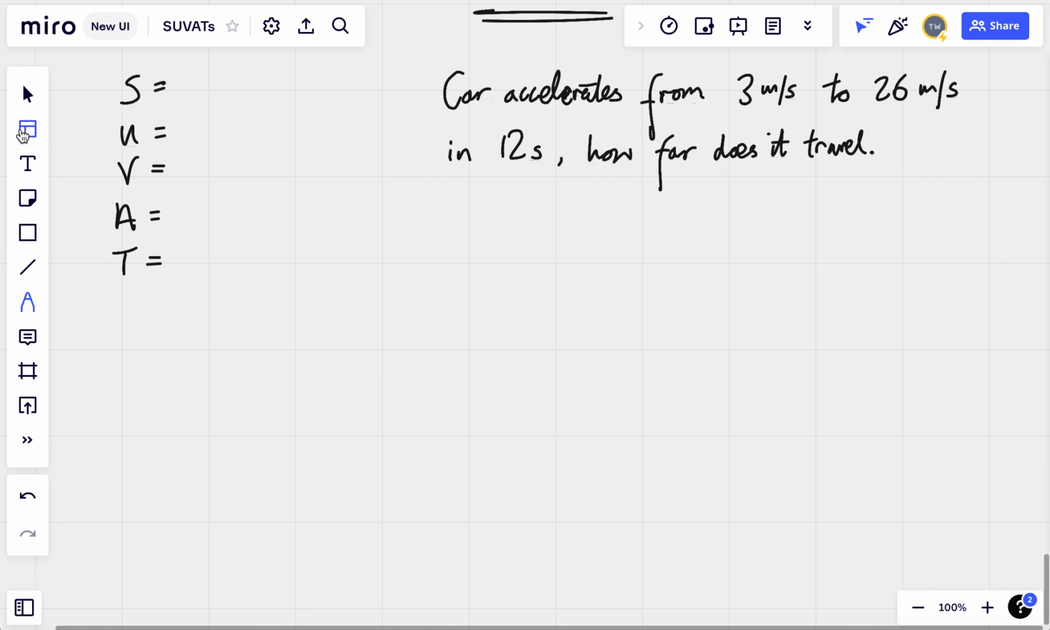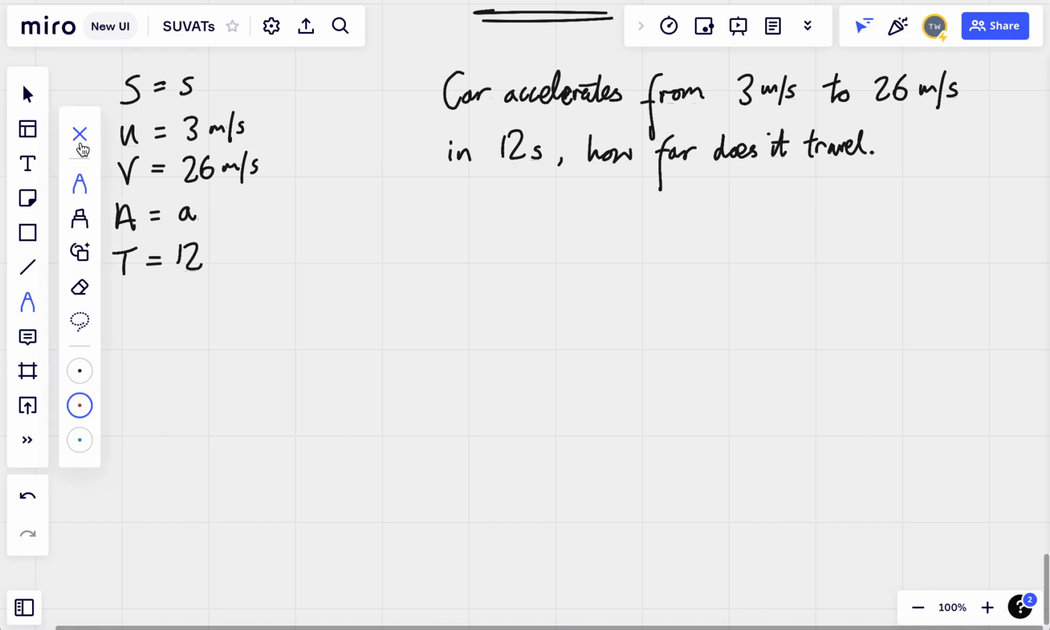Right, well, let's have a little look here and fill these in. So we want to find S. Do we know what U is? Yes, we do. It's 3. V is 26. A, don't know that, I'm just going to write A. And T is 12. I've got a feeling I'm going to be crossing out A here, but let's check. We want to find how far it travels. Do I need A? No. So A is going to fall on its sword. See you later, we don't need you.